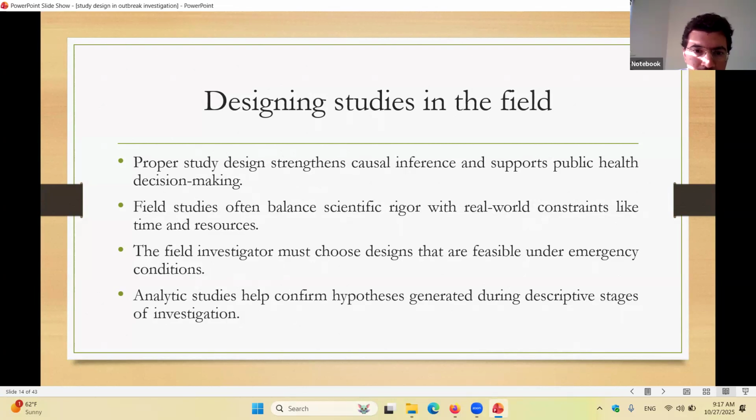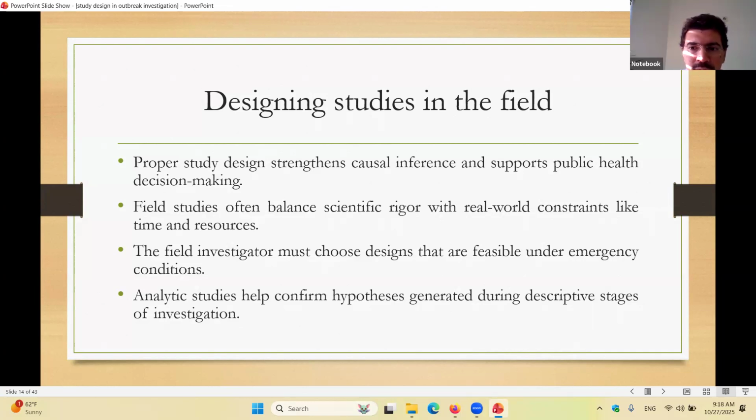Field studies often balance scientific rigor with real-world constraints like time and resources. The field investigator must choose designs that are feasible under emergency conditions. Analytic studies help confirm hypotheses generated during descriptive stages of investigation. As I mentioned, we have steps of an outbreak investigation.